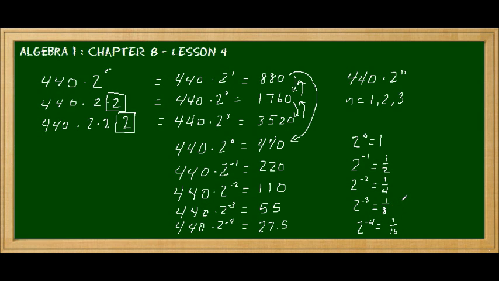But we can also see a trend that we're spotting. It would be 1 over 2 to the first power. This would be 1 over 2 to the second power. This would be equal to 1 over 2 to the third power. And this would be equal to 1 over 2 to the fourth power. So we can see a pattern here.